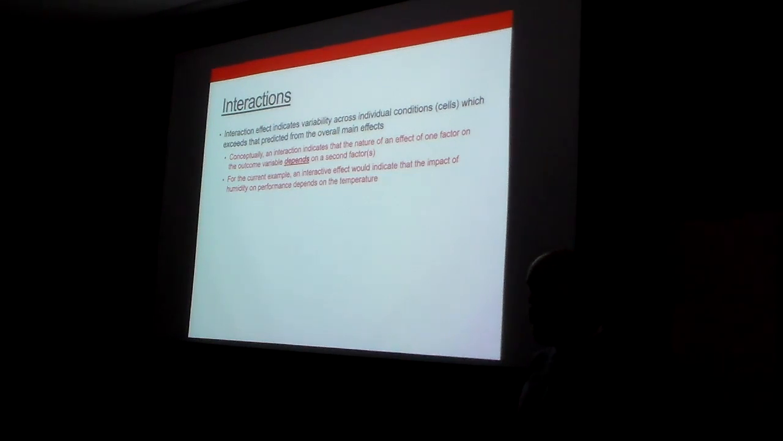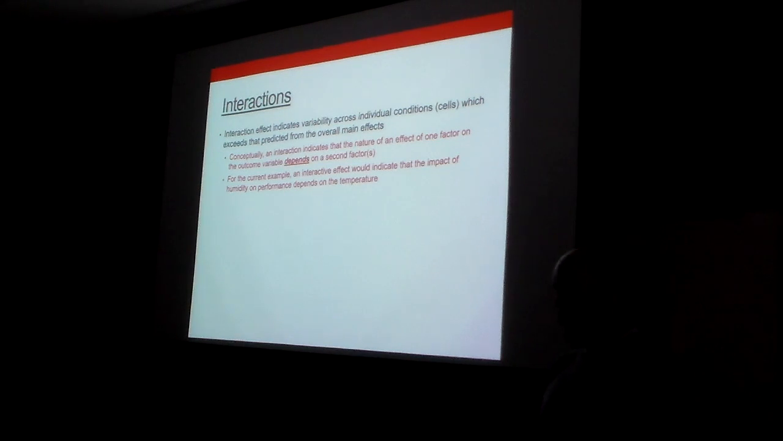But now when we get into our interaction effects, interaction effects are telling us that across our individual cells, across our individual conditions, we're seeing differences that exceed those expected based on our overall main effects. There's more going on across these cell differences than we would expect or can be captured within our main effect of factor A and main effect of factor B.